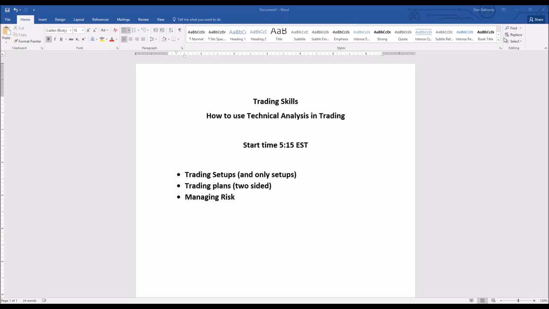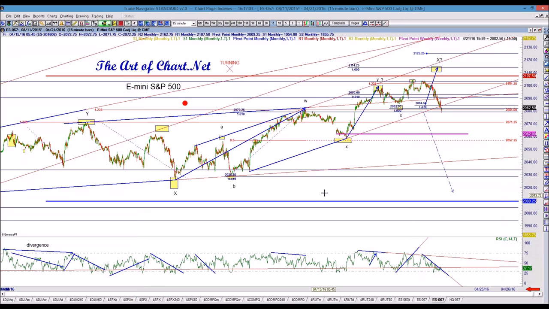So with that said, Jack, I think what I'd like to do is talk through ES and then throw it over to you and have you talk through trading setups on a couple of other instruments, and we'll go back and forth and talk about managing risk at the end. Sounds great to me. Okay, cool. All right, so let's talk about trading setups and technical analysis.